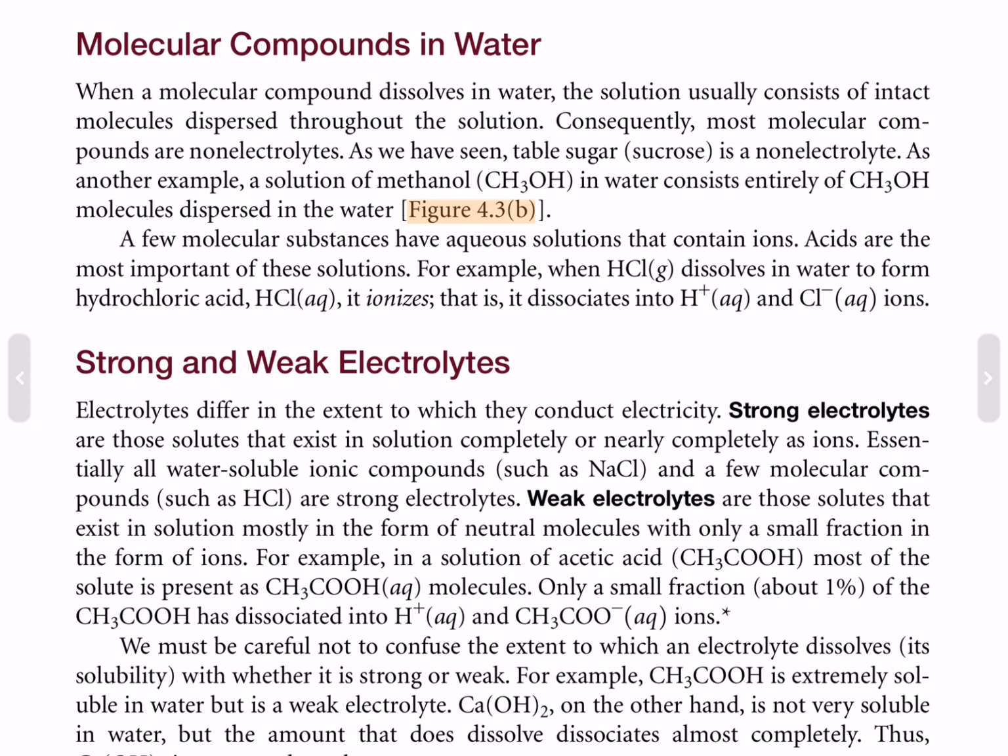For example, when hydrogen chloride dissolves in water to form hydrochloric acid, it ionizes. That is, it dissociates into hydrogen ions, H+ (aq), and chloride ions, Cl- (aq).